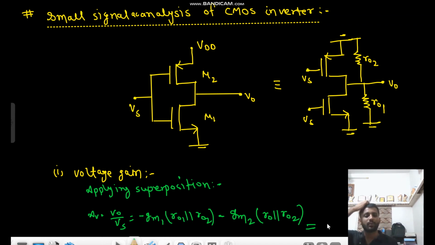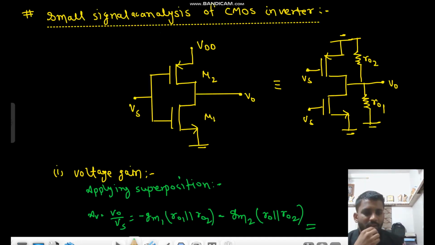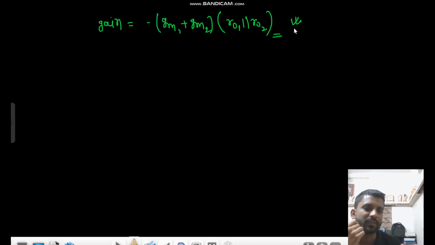Okay, so addition of both. So basically, what is your gain? Gain is minus (gm1 plus gm2) into R01 parallel with R02. Did you get it? Minus sign is common. So this provides a gain of this much. Okay, so this is the voltage gain.